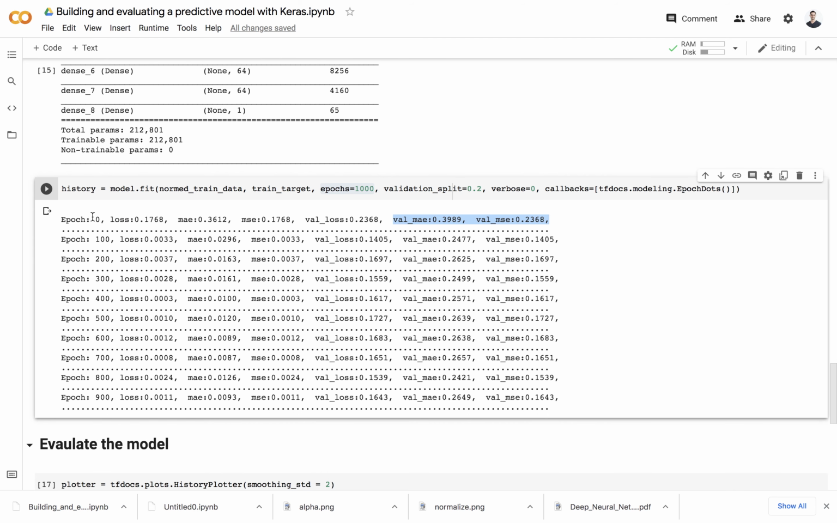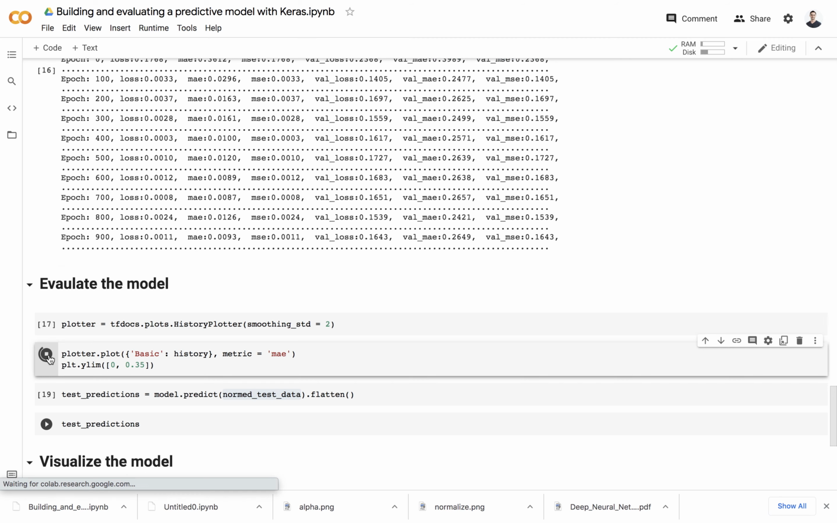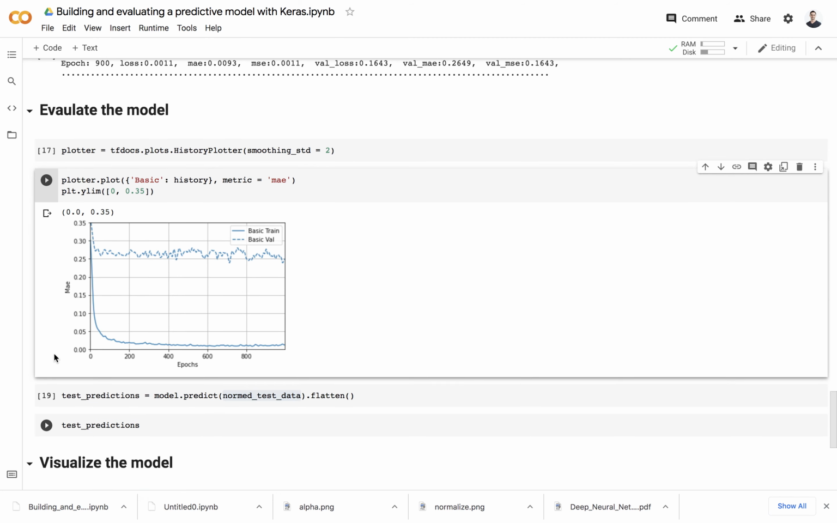As you can see from these results, the loss and metrics of both train and validation sets are decreasing over time. And here is the graph of my model improvement. This solid line represents the train set loss, and this dashed line represents the loss of the validation set. As you can see from this graph, both values are decreasing over time across 1,000 epochs.